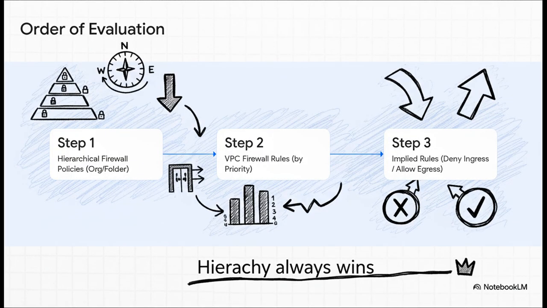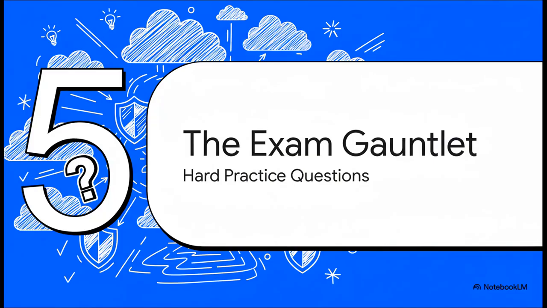So how does this all fit together? Well, the order of evaluation is absolutely critical. First, Google Cloud checks the hierarchical policies from the top down. If one of those policies denies the traffic, it's game over. That's it. Only if the traffic is allowed or delegated does it even make it down to the local VPC firewall rules, which are then evaluated by their priority number. The hierarchy always wins.